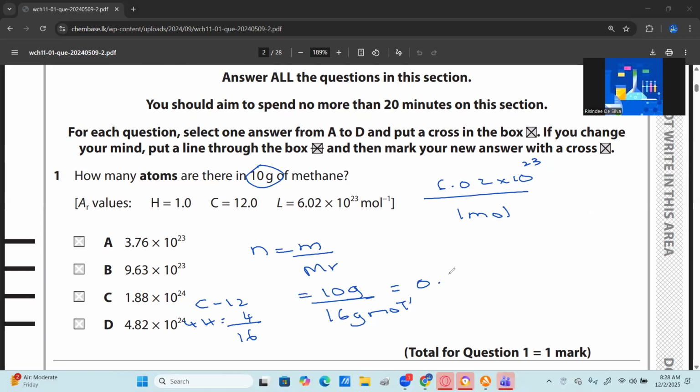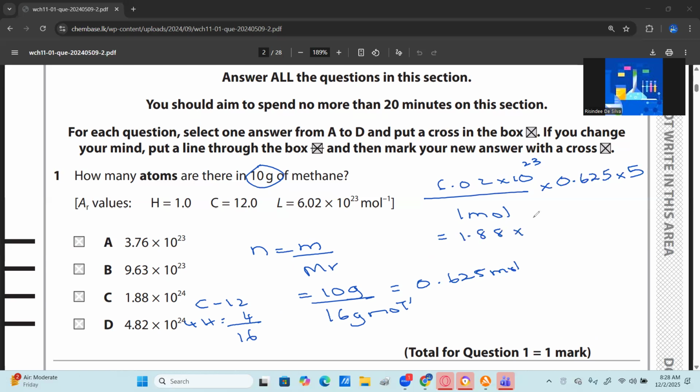Then you get it as 0.625 moles. Then if 1 mole contains this much of atoms, we need to find how many molecules, 1 mole contains Avogadro number of molecules. We need to find how many molecules are there in 0.625 moles. If you take 1 molecule of methane, there are 5 atoms, 1 carbon and 4 hydrogens. So you need to multiply it by 5 to find the number of atoms in 10 grams of methane.